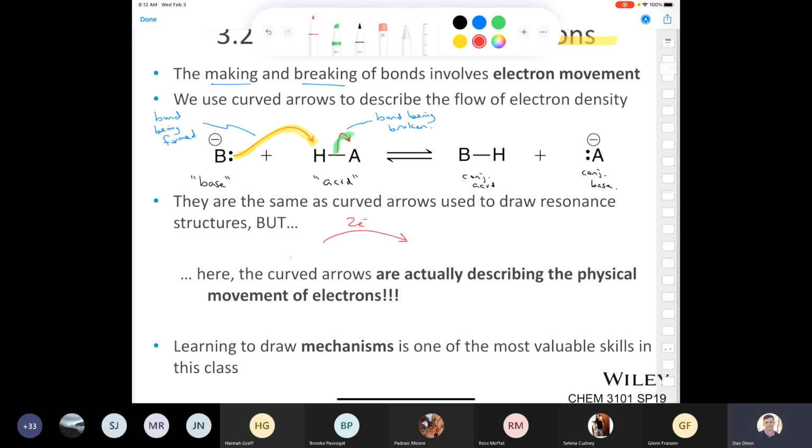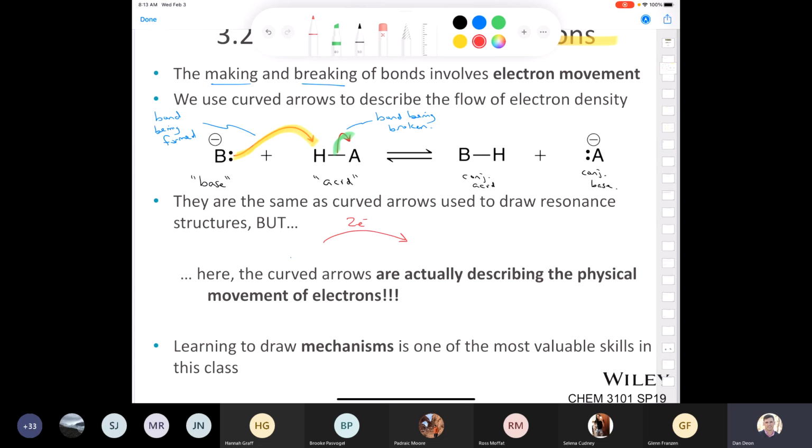Learning to draw mechanisms is one of the most valuable skills that you're going to learn in this class. Once we get to the second half of Chemistry 3101, we're going to look at so many mechanisms. Basically, we'll bombard you with different mechanisms. So it's important that you get these skills down pat right now, that you learn how to draw mechanisms.